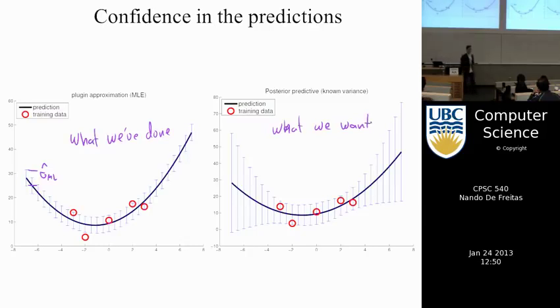Why do we want it? Why does the right-hand side make more sense? Why do you think I like that one better? We have more confidence about stuff we've actually seen than stuff we haven't seen. Exactly. So over here in this area, I've seen some data. Where I've seen data, I should be confident. Where I haven't seen data, I shouldn't be confident.